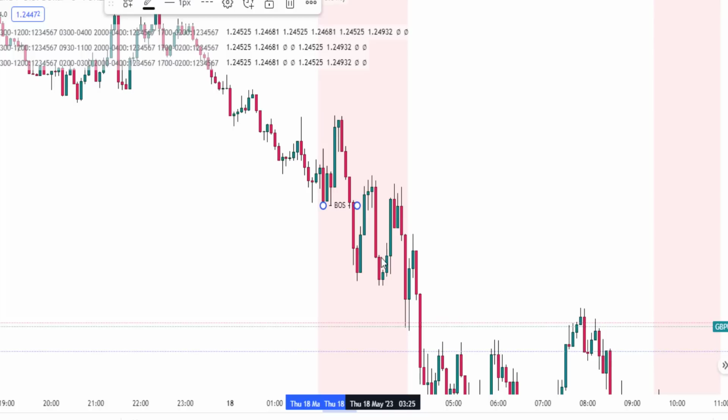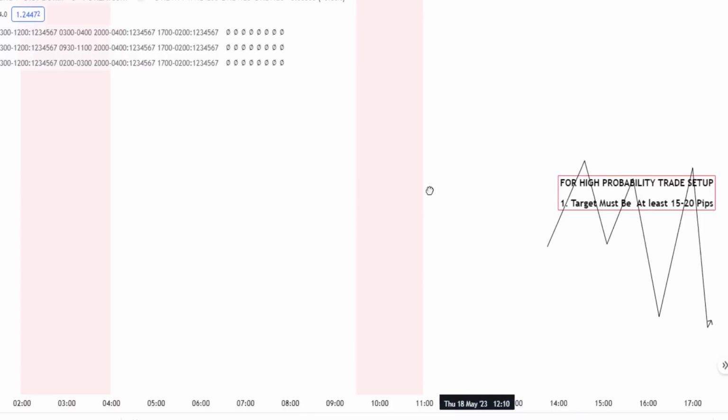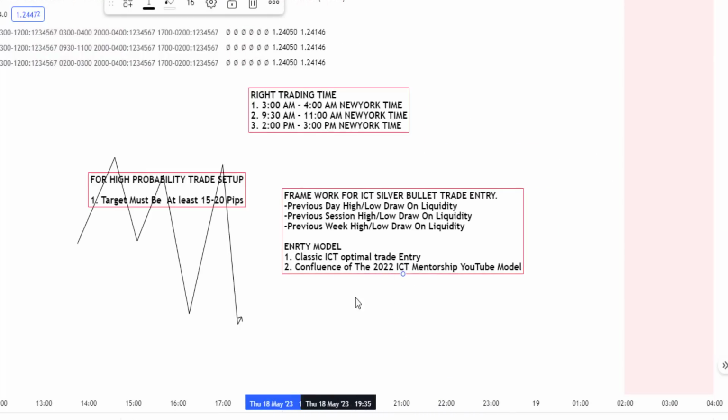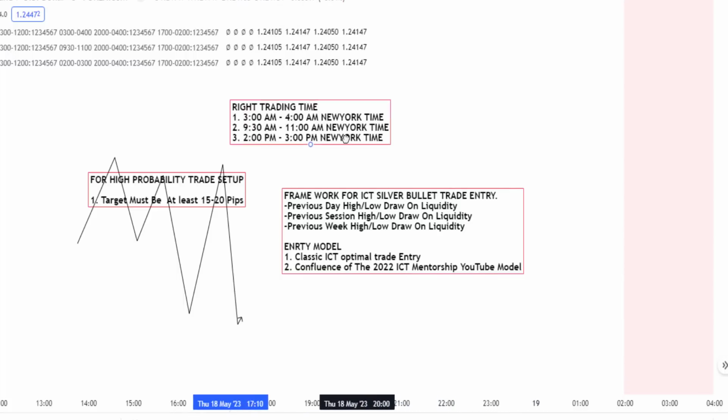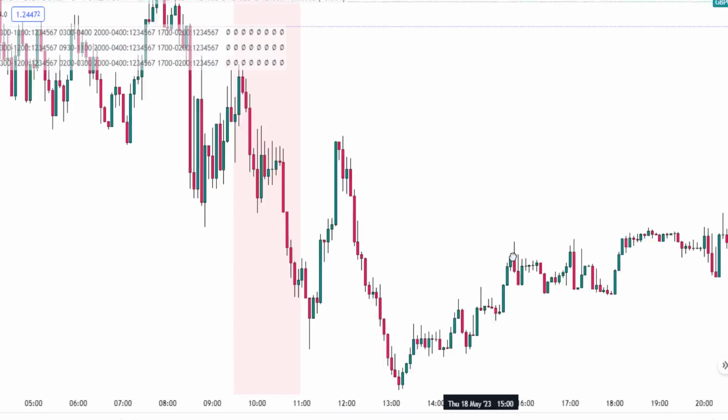Now it is simple and it is easy to trade this strategy. What do we do? We look out for the nearest fair value gap. According to the trade entry model, if I scroll down, you're going to see that we are going to use the classic ICT optimal trade entry. I hope you know that. I'm going to show you that. If you've not been watching ICT videos, you can watch them on my YouTube channel. And then confluence of the 2022 ICT mentorship model. So this is how you can basically get your trade entry. That's what ICT said himself, but I'm going to show you what those things mean.